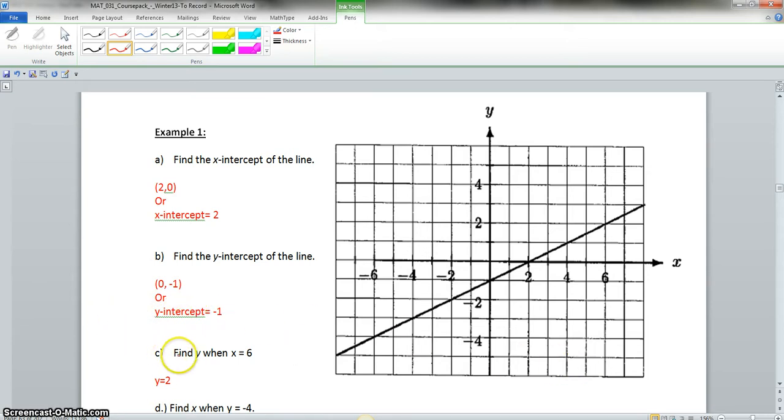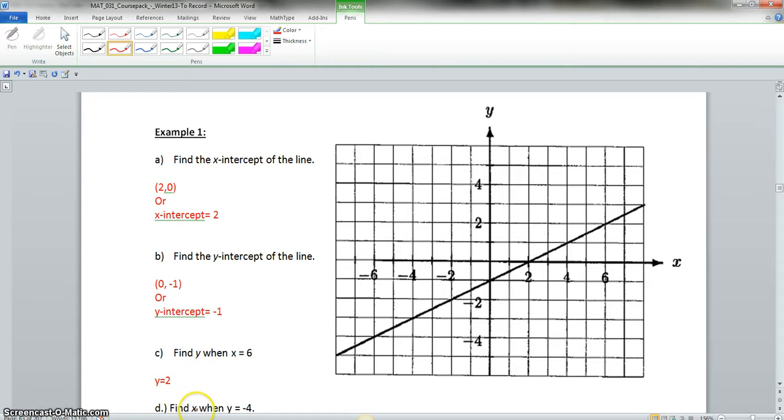Now we come to C. It says find y when x is 6. So we will go here where x is 6, and then we will go where the line hits the y. Well, not the y-axis, but where the line crosses x at 6. So it crosses here at 6, and y is 2. So your answer here is y is 2.